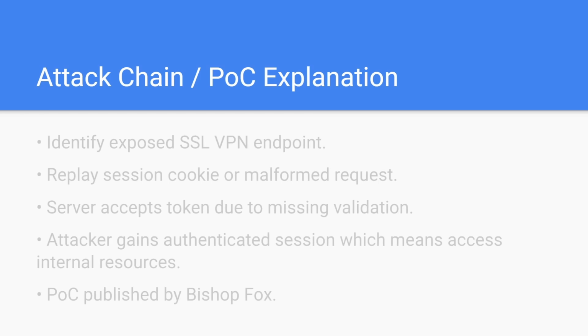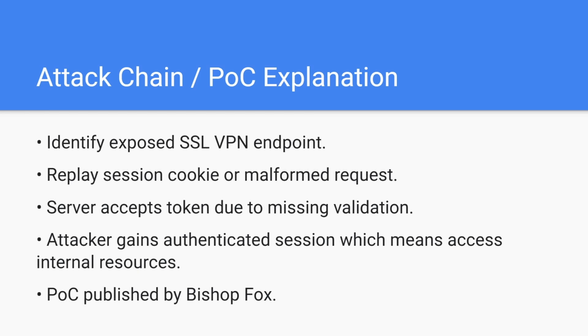Here is the attack chain. First, the attacker performs reconnaissance to find internet-facing SonicWall SSL VPN appliances. Next, using the weakness described in CVE-2024-53704, the attacker crafts or replays a session or sends a specifically malformed request that exercises the flawed code path. Because the vulnerable server does not properly validate the session or the authentication check, it accepts the request and treats the attacker as an authenticated user. At that point, the attacker can use the established session to reach internal resources. Bishop Fox published a proof of concept that demonstrates this sequence.